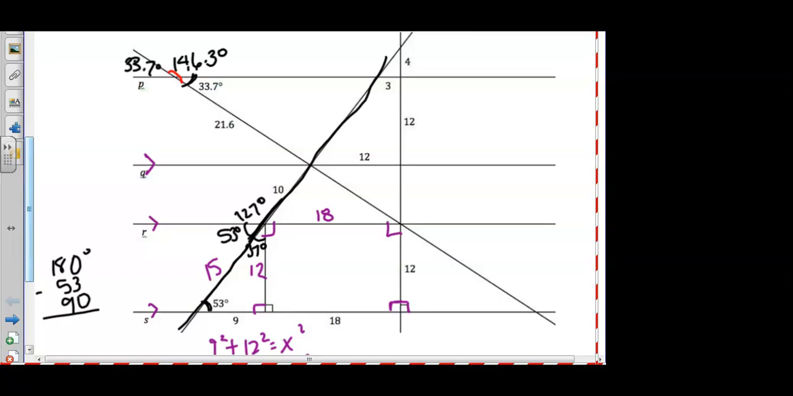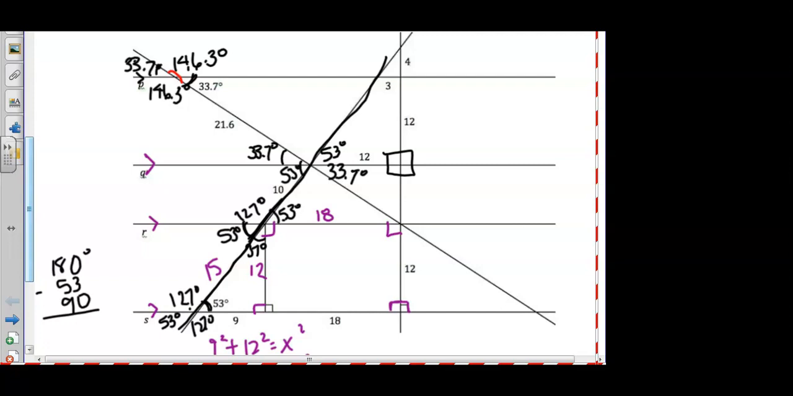Now, I know that P is parallel to Q, so corresponding angles should be congruent. That 33.7 corresponds with this angle here, so they should also be congruent. Likewise, these two are vertical, so this angle should be 146.3 degrees. So I've filled in some more angles based on the vertical angles theorem; vertical angles are always congruent. And then I noticed that this 53 degrees would correspond to that one, so I marked that one as 53 degrees.